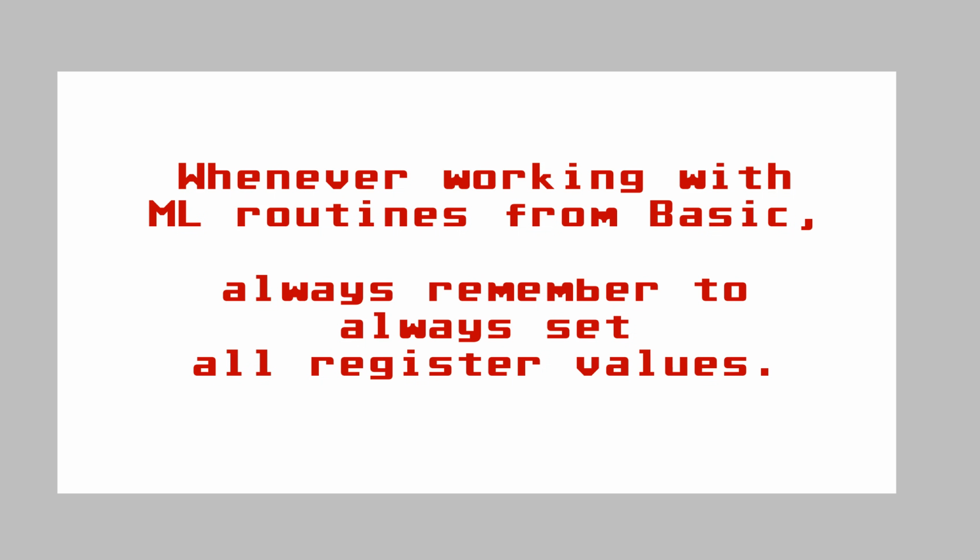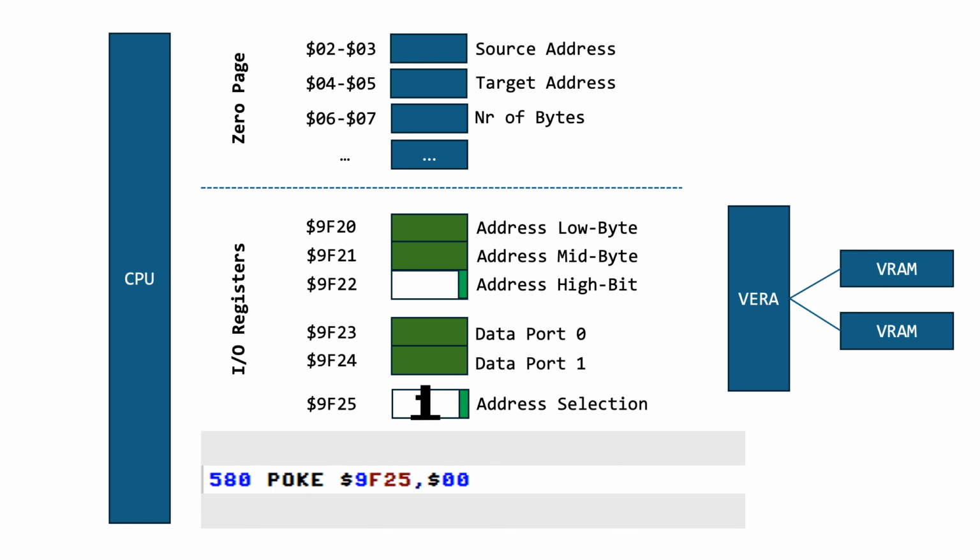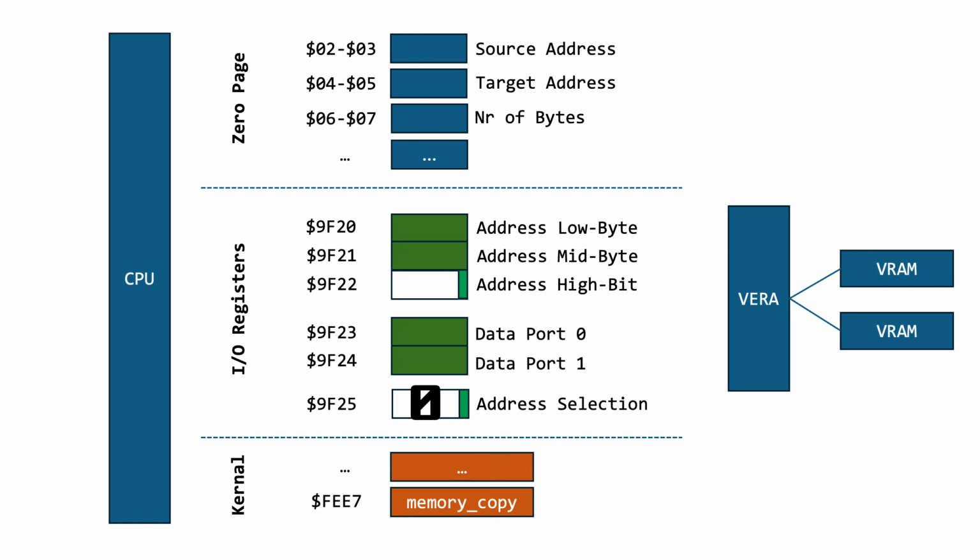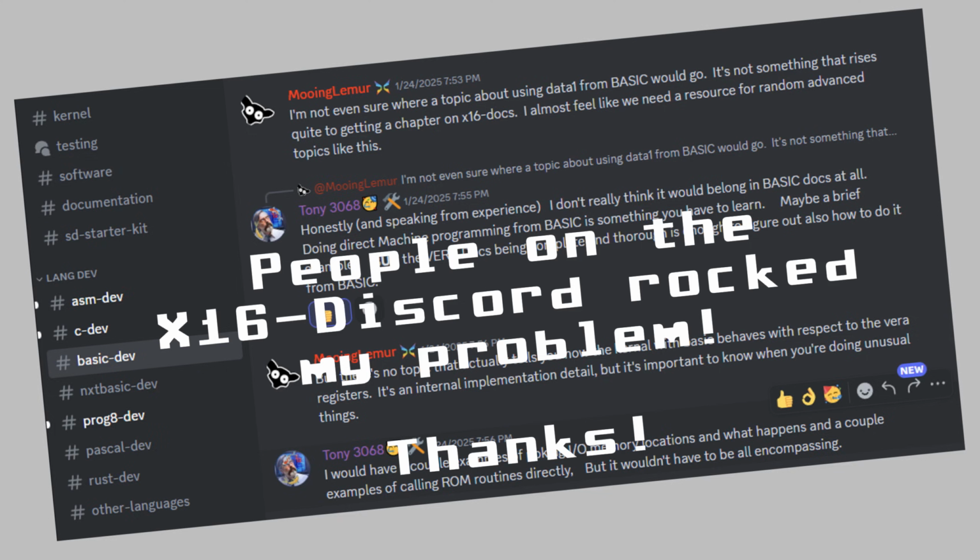And that's a very important thing to remember actually. Whenever working with machine language from BASIC, always set the register values because some BASIC commands that were issued in the meantime could have changed these again. Also, after writing the address into data port 1, we will need to switch hex 9F25 back to 0. Why? Because BASIC expects this value to be 0. I ran into trouble when trying this because I wasn't aware of that, and while working with data port 0 worked perfectly fine, data port 1 didn't, because I left that register value to 1. People on Discord helped me out there, thanks a lot for that.